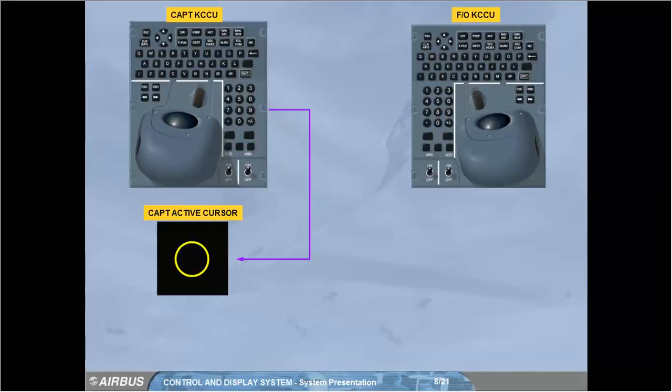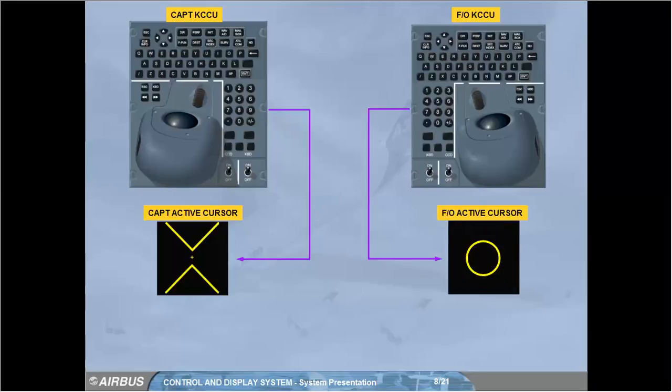The KCCU displays a different cursor on captain and first officer side. This cursor appears on the ND, MFD, and SD as follows. Initially like a yellow circle until it disappears, and then the active cursor.